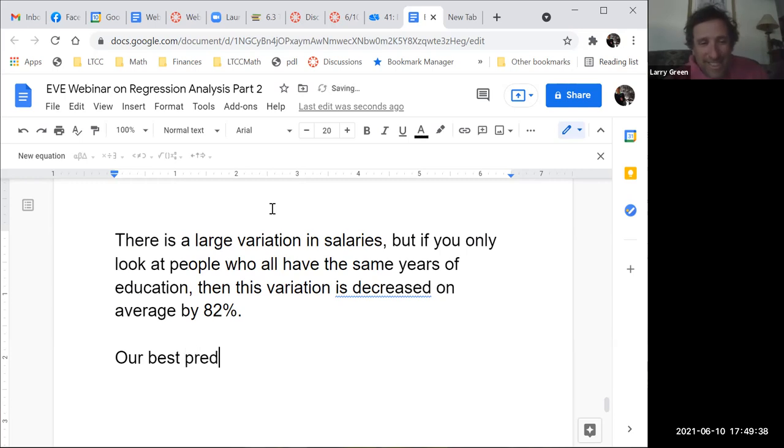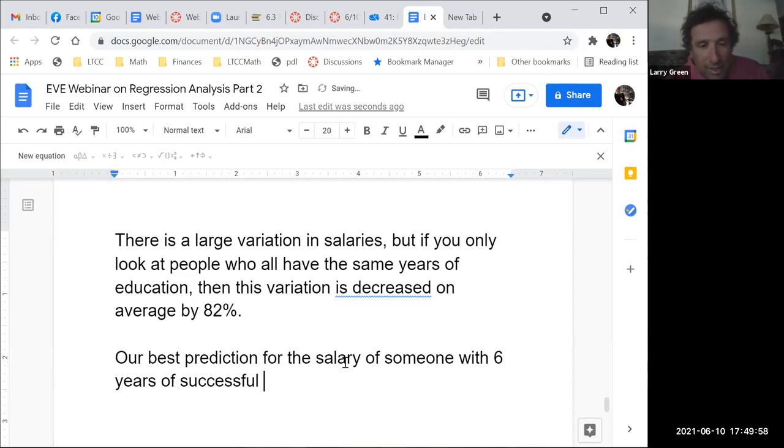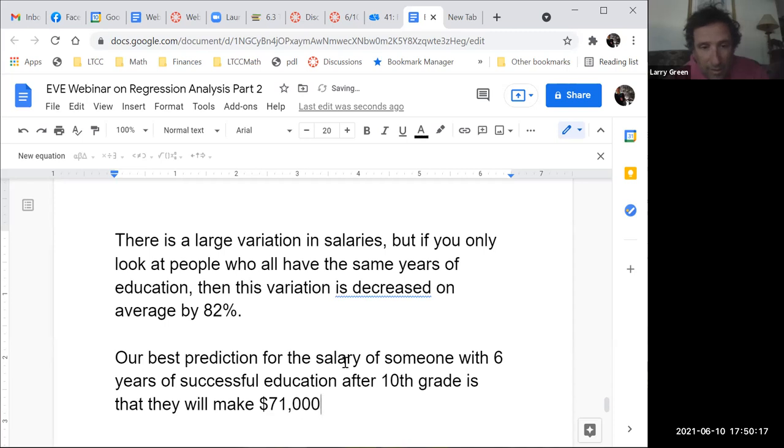Okay, our best prediction for the salary of someone with 6 years of successful education after 10th grade is that they will make, and that was $71,000 at age 30.